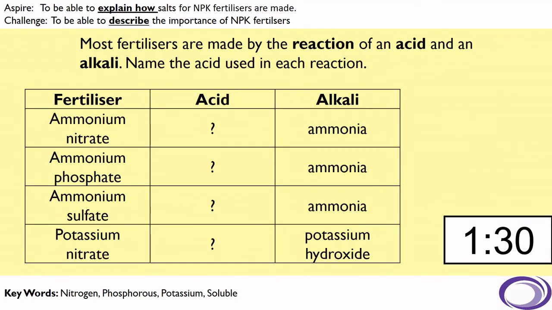So now we're going to have a little bit of a look back to neutralisation, when we looked at this in an earlier chemistry topic. Most fertilisers are made by the reaction of an acid and an alkali. Now in the table you can see the fertiliser names, so we've got ammonium nitrate, ammonium phosphate, ammonium sulfate and potassium nitrate. What I'd like you to do is name the acid that was used to form each of those fertilisers.